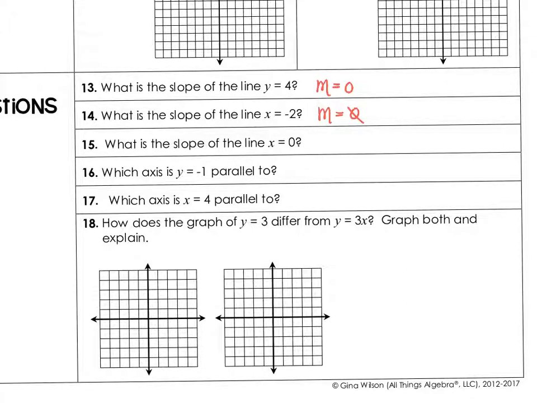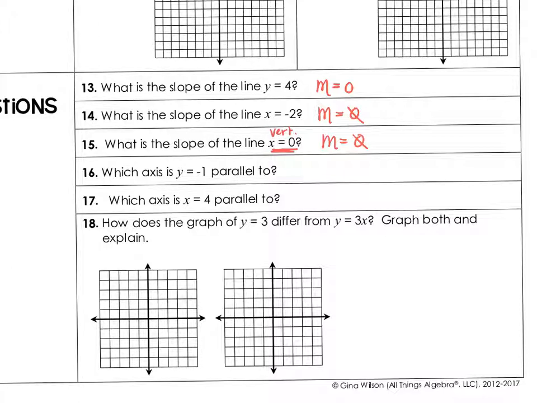Let's look at 15. What is the slope of the line x equals 0? Well, x equals 0 is a vertical line. So what would the slope of that vertical line be? The slope would be undefined.